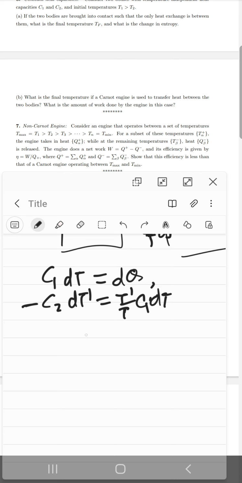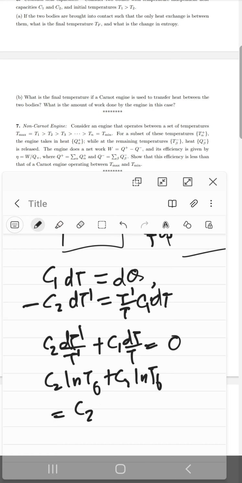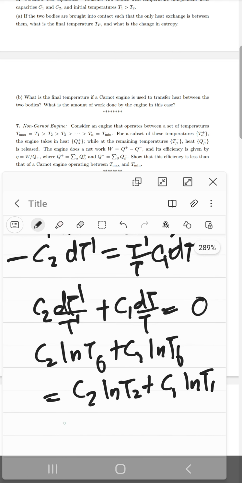Right, so we just have dT dash upon T' times C2 plus C1 dT upon T, that's equal to 0, right? That's kind of obvious. So we just integrate this thing, right? So it should be T dash over there. Just get C2 natural log T dash, well, just like some final temperature, right? So just Tf plus C1 natural log of Tf, that's equal to C2 natural log of T2 plus C1 natural log of T1. That gives us a thing. So just have natural log of Tf equal to this stuff.